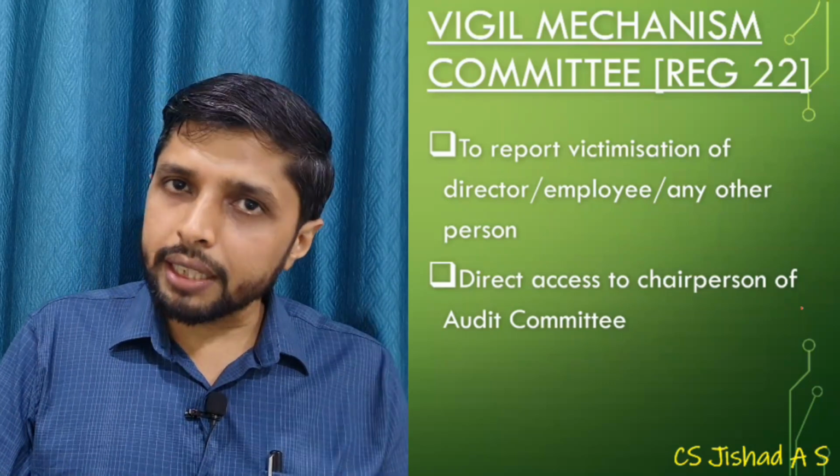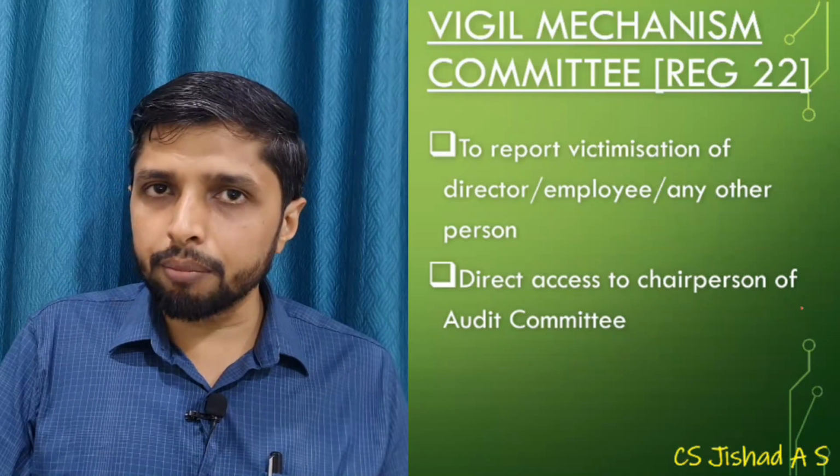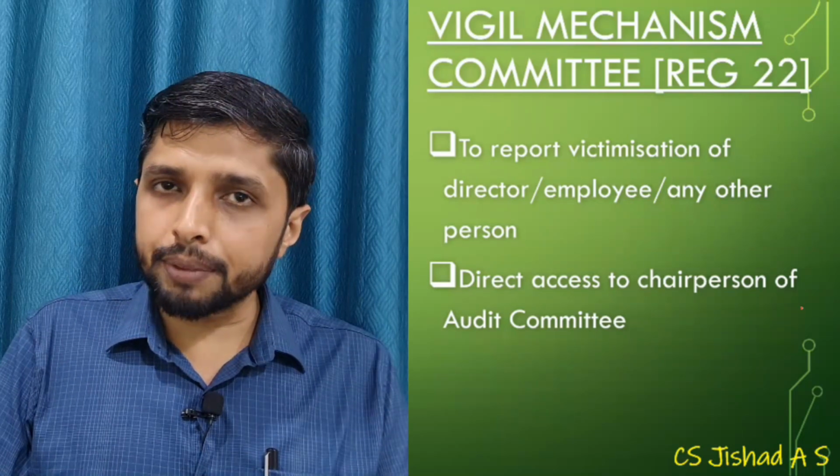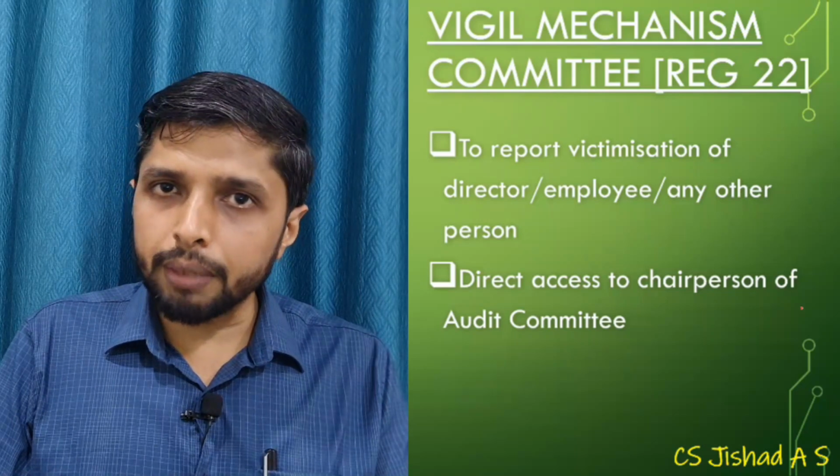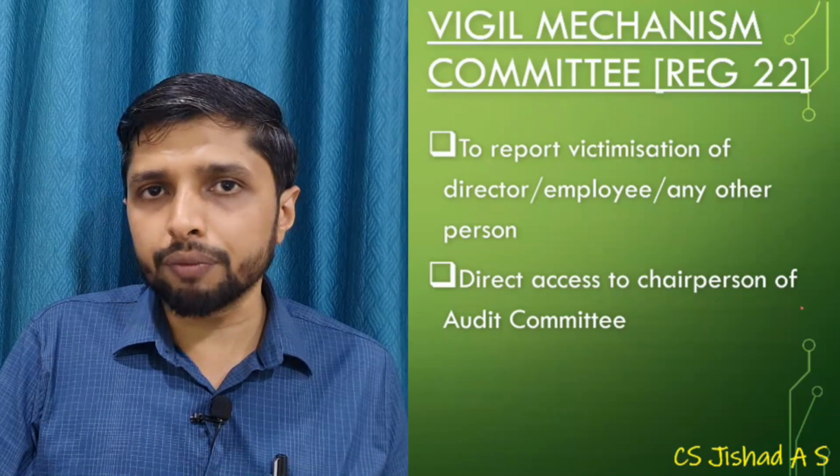Okay, but in Companies Act we have a separate threshold: listed companies, then companies which has accepted deposit from public, then companies having outstanding loan borrowing from bank and PFI in excess of 50 crore. Okay. Now we will move to regulation 23, related party transactions.